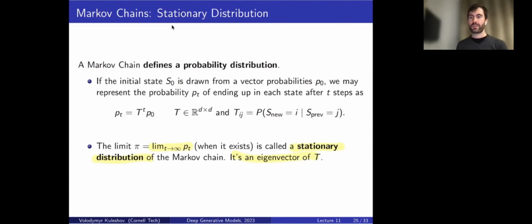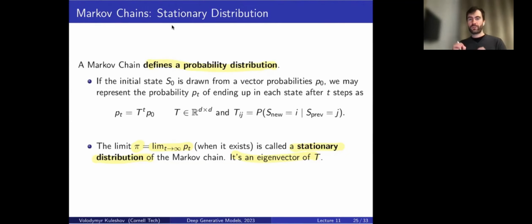In practice, what it means is that if I start in some initial state, and I run the Markov chain for a very, very long time, the state in which I will end up eventually will be distributed according to this distribution phi, which is the stationary distribution of a Markov chain. So a Markov chain defines a probability distribution via this process. The stationary distribution is the distribution of the state in which I will end up if I run the Markov chain for a very long time, and that's the distribution that the Markov chain defines.